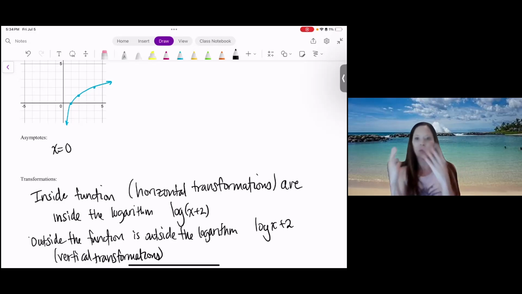Notice the log of parenthesis x plus 2. That means the plus 2 is on the inside. That's going to shift our graph 2 to the left. And then I have log of x, plus 2, which is actually going to shift log of x up 2 vertically.